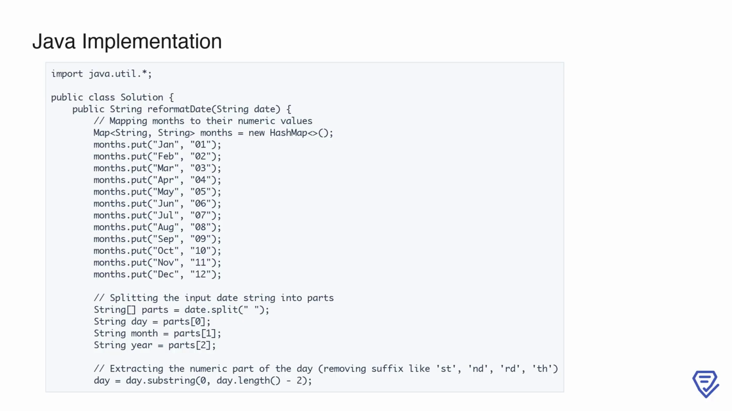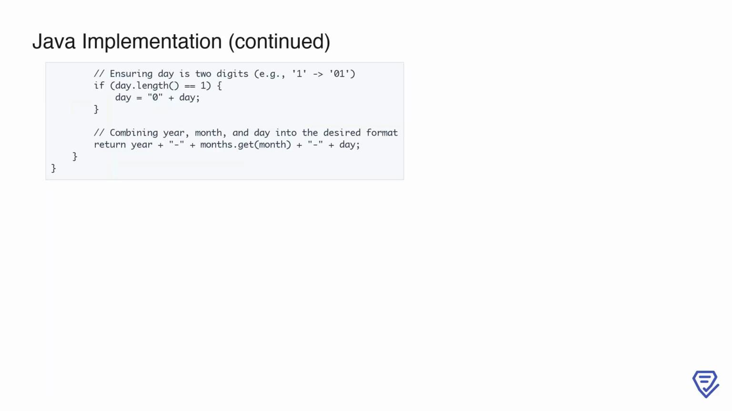Next, we extract each part by its index, assigning the first part to day, the second to month, and the third to year. Since the day part includes a suffix like st, nd, rd, or th, we use the substring method to remove the last two characters, leaving only the numeric portion of the day. Now, we ensure that the day is always represented with two digits. If the day is a single digit, such as 1, we prepend a 0 to make it 01. This ensures consistency in the output format.